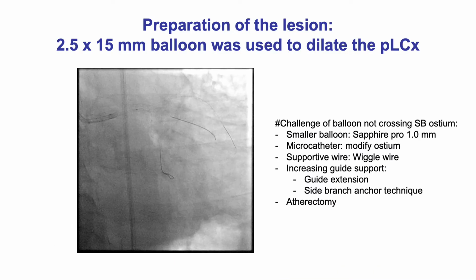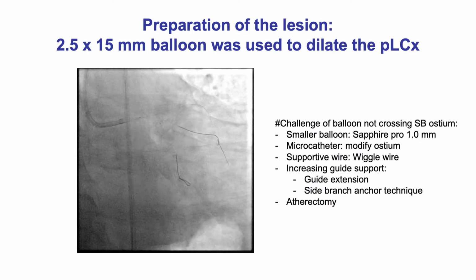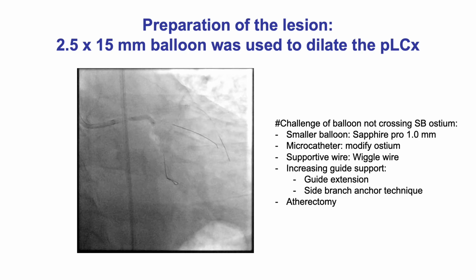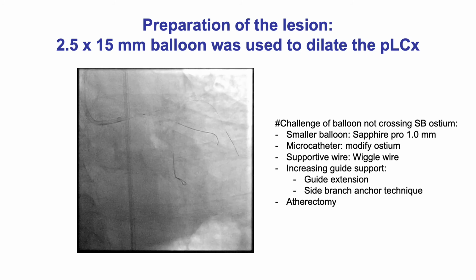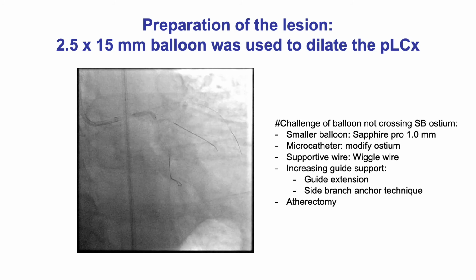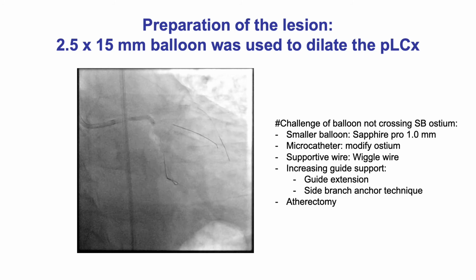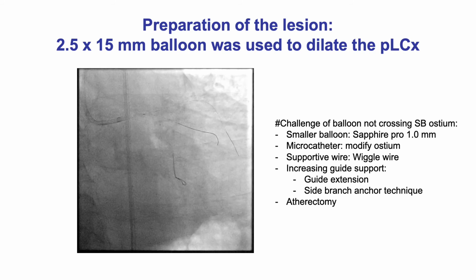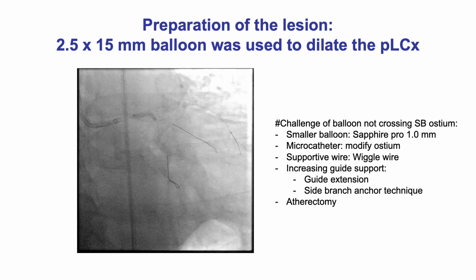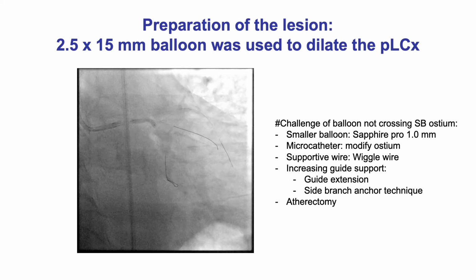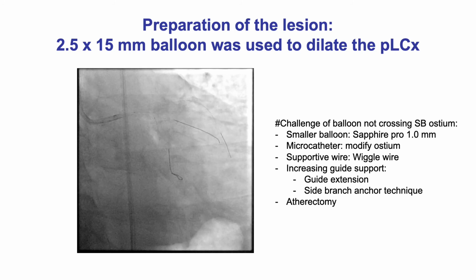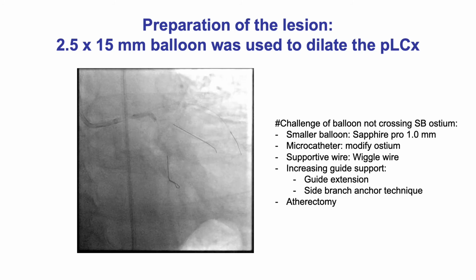So the first thing is to prepare the lesion. We started with a 2.5 by 15 balloon to dilate the proximal circ. There could be challenges for this balloon dilatation. If there is a challenge, we usually start with a smaller balloon like Sapphire Pro 1 millimeter or a Threader balloon. We can also use a microcatheter to modify the ostium, or a supportive wire like Wiggle wire or Iron Man, or also we can increase guide support using a guide extension or a side branch anchor technique. If all this failed, we can use atherectomy.